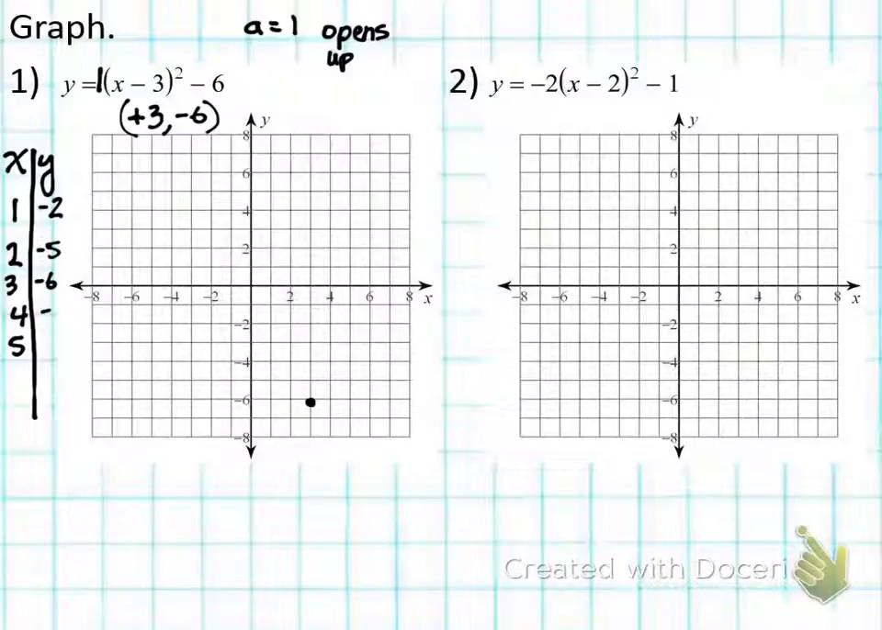Okay? 4: 4 minus 3 is 1. 1 squared is 1. 1 minus 6 is negative 5 again. Last one, 5: 5 minus 3 is negative 2. I'm sorry, 5 minus 3 is 2. 2 squared is 4. 4 minus 6 is negative 2, okay?